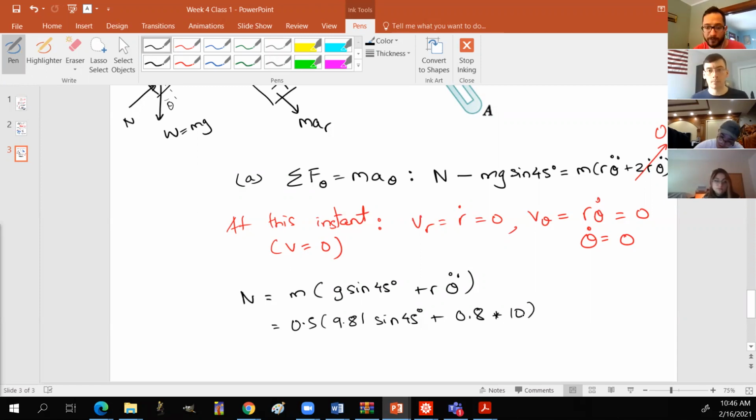Like that, right? So we end up with a normal force of 7.468 newtons, and we know the direction is at 45 degrees. So problem solved.